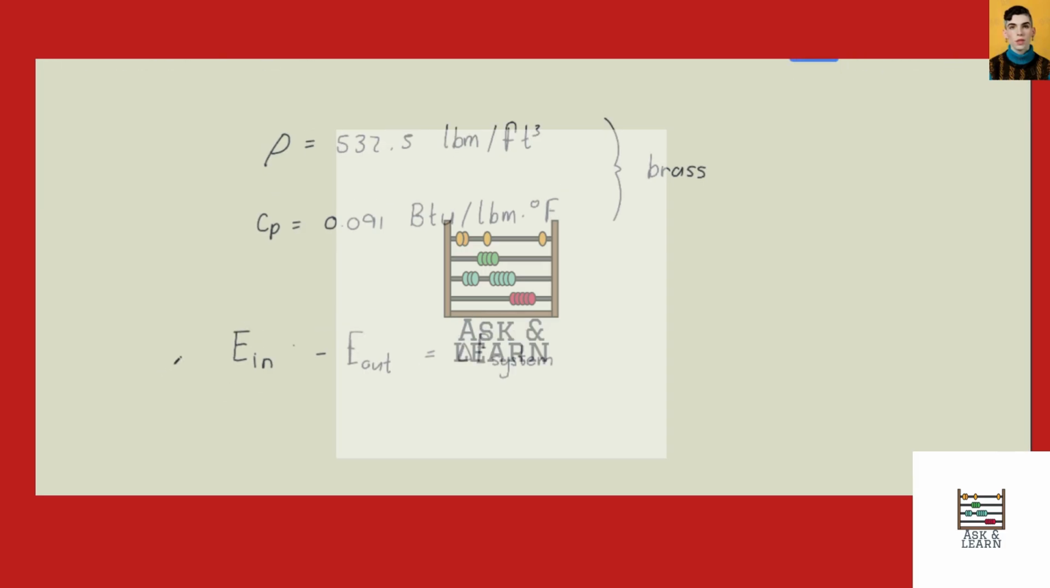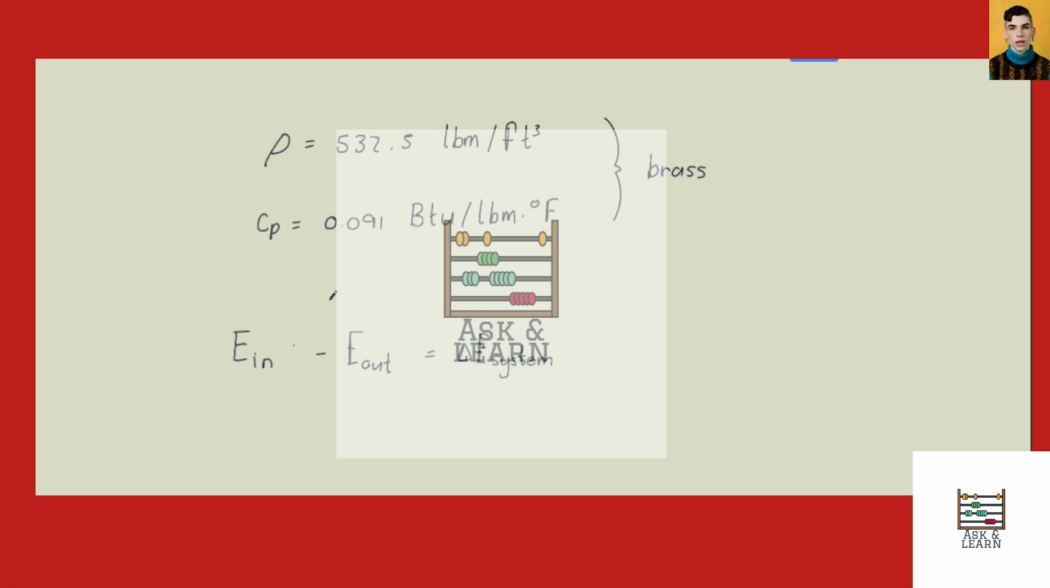In this problem, we have large brass plates that are heated in an oven at a rate of 300 per minute, and we wish to calculate the rate of heat transfer to the plates in the oven. Now we assume the thermal properties of the plates are constant and the changes in kinetic and potential energy are negligible. So the properties of this brass are that the density ρ is 532.5 pound per cubic feet, and the specific heat at constant pressure Cp is 0.091 BTU per pound degree Fahrenheit.